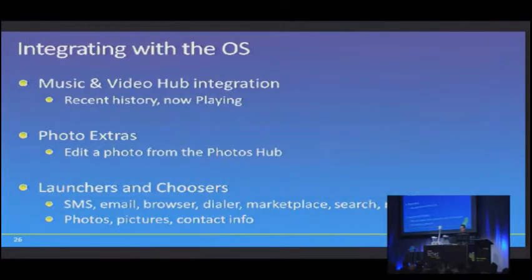Now the next way you can integrate is with what we call a Photos Extra. And so just as there's a Music and Videos Hub, there's a Pictures Hub on the phone, and that's where you look at all your pictures, the pictures taken with this camera, the pictures that you synced from your PC, the pictures that you have on the web, the pictures that your friends post on Facebook, all this kind of good stuff. And from within there, if you're viewing a picture inside the Pictures Hub, you can actually register your application as a Photos Extra. So let's say you have a photo editing application that lets you colorize images or lets you put funny faces on people or anything that works with images.